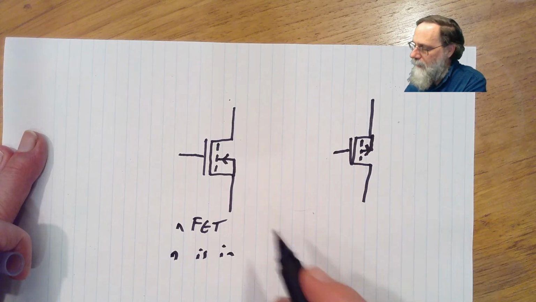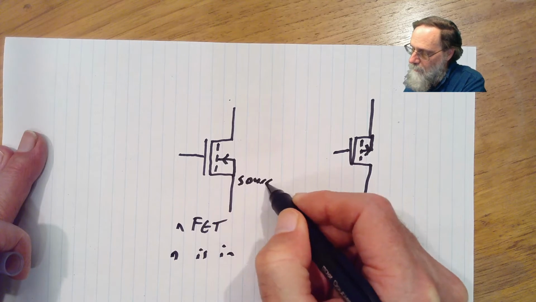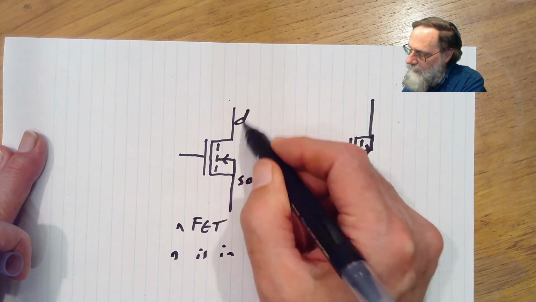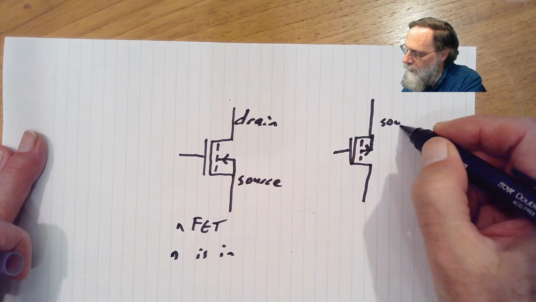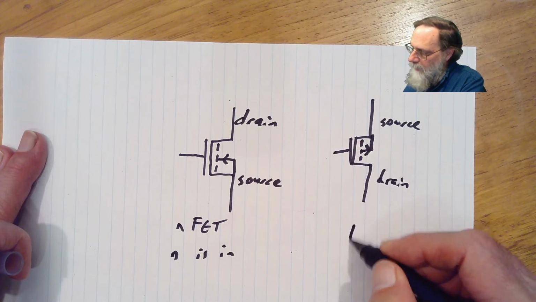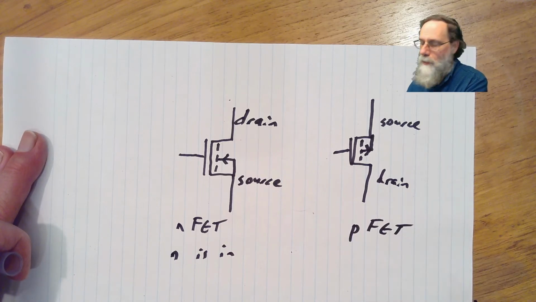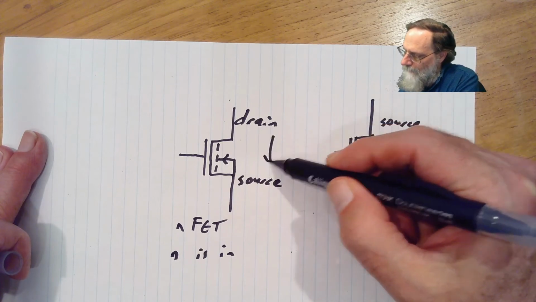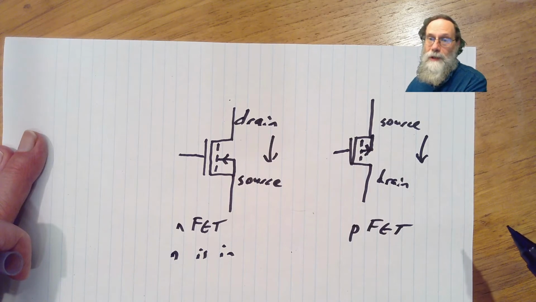Now, the arrow is connected to the source of the transistor. The other side is the drain. Here I've put the source on the top and the drain on the bottom. This is for PFET. Both of these transistors conduct current in a downward direction here.